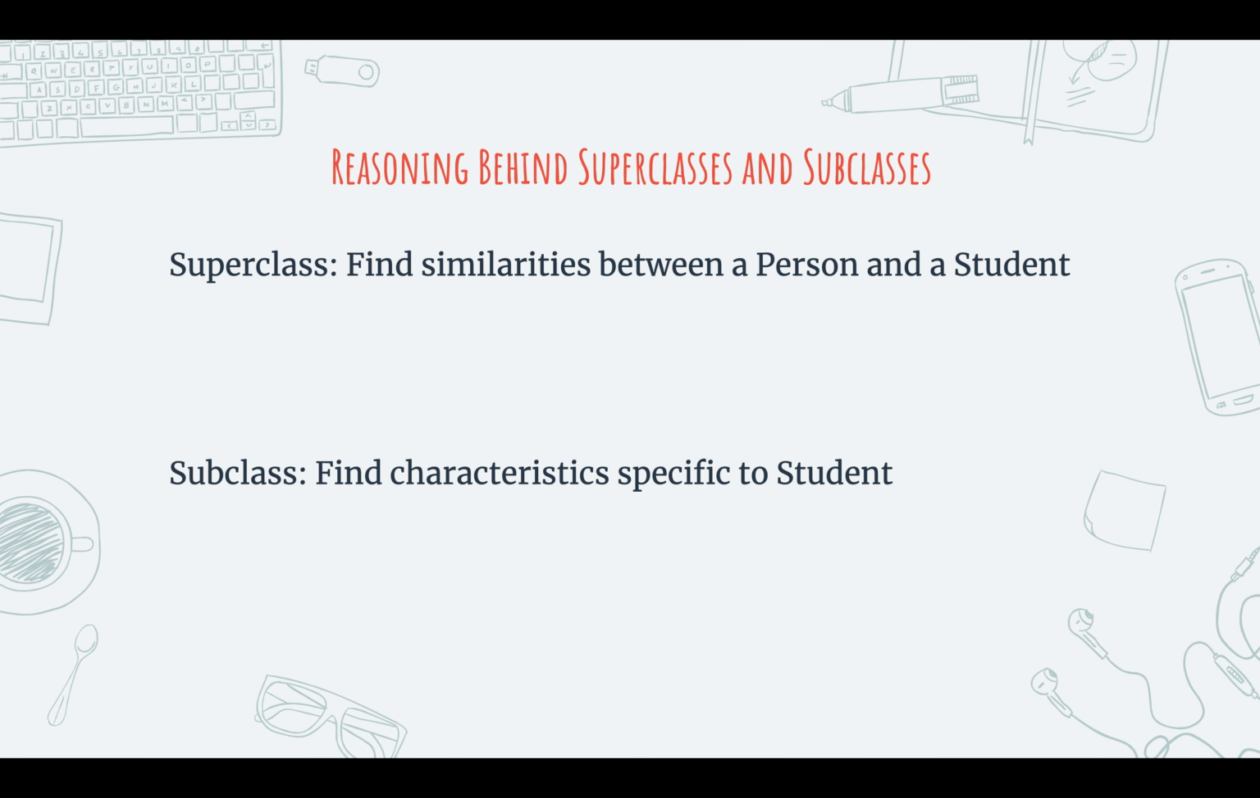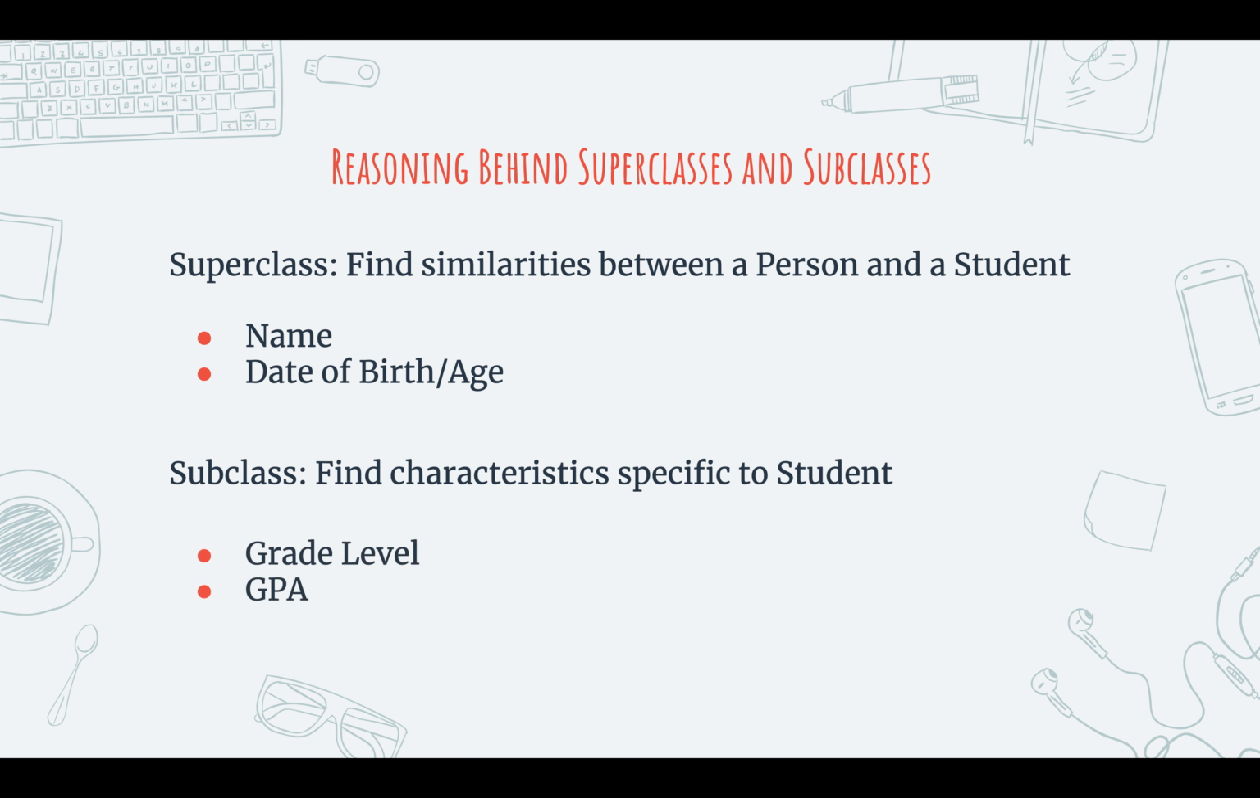So what is the reasoning behind superclasses and subclasses? Well, the goal of a superclass is to find similarities between your superclass, your broad class, and then the subclass that gets more specific. An example of this, again, that I used in the inheritance hierarchy is a person and student. So if we find similarities between a person and a student, then we find out that they can have a name and a date of birth. So we can stick that into person because a person can have name and date of birth, and so can a student. But when we find characteristics specific to a student, we can't stick that into the person class.